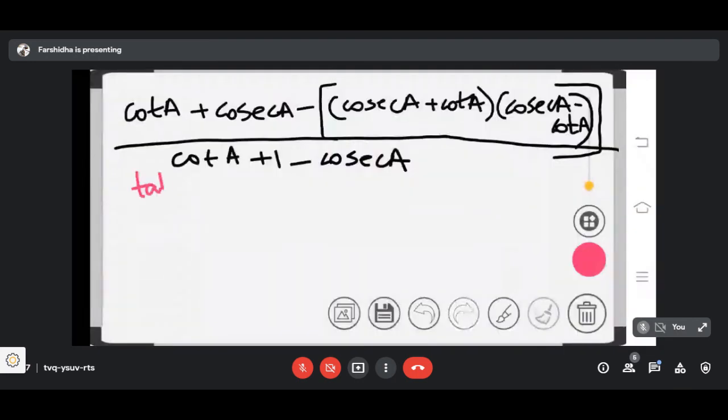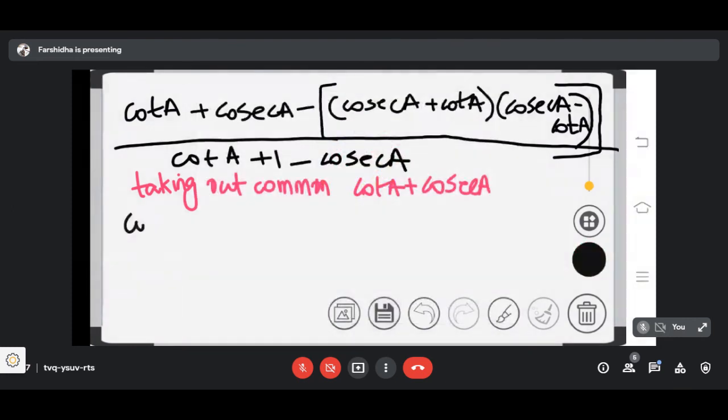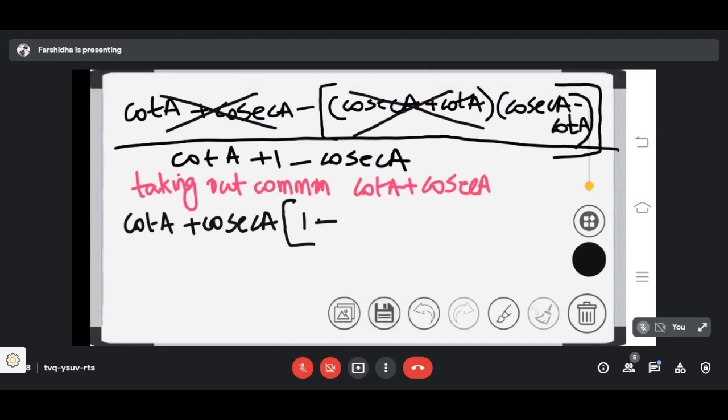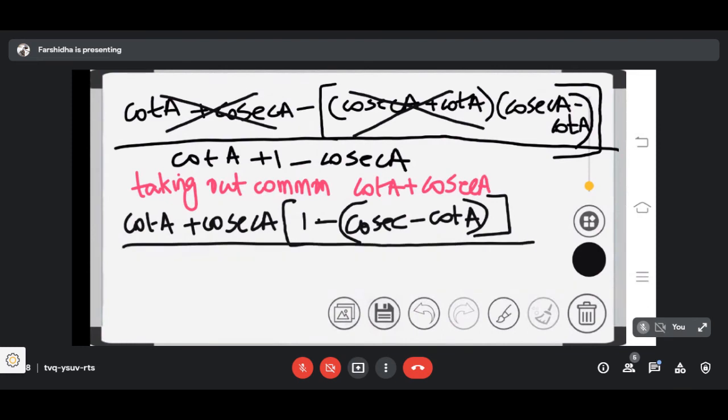So right below, taking out common cot a plus cosec a. So I've taken out cot a plus cosec a outside. So what will be there inside the bracket? See, cot a plus cosec a is cancelled from here. So what is remaining there? Only 1. Then this minus. See here, from inside the bracket, I have again taken cot a plus cosec a. That is also cancelled. So what is remaining there? Only cosec a minus cot a. So 1 minus cosec a minus cot a. So whenever you are writing any negative term, put the bracket, divided by cot A plus 1 minus cosec A.